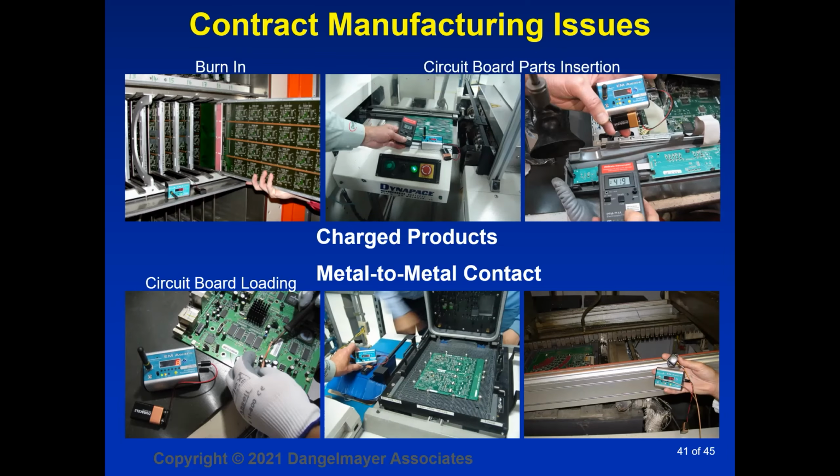When you're doing manual circuit board loading, you have soldering operations. You want to make sure that there is no charge present because that soldering iron is grounded and it's going to cause an ESD event if it touches a charged object. In many applications where you have metal-to-metal contact, you need to be sure that you're not involving a charged object in that metal-to-metal contact.